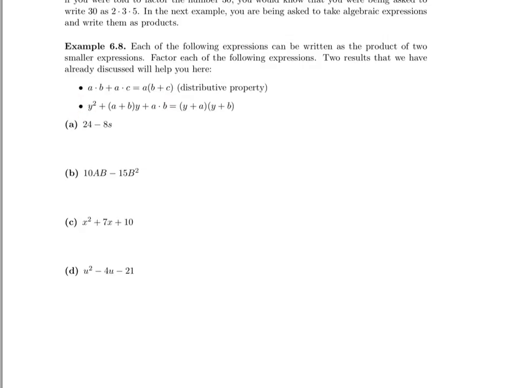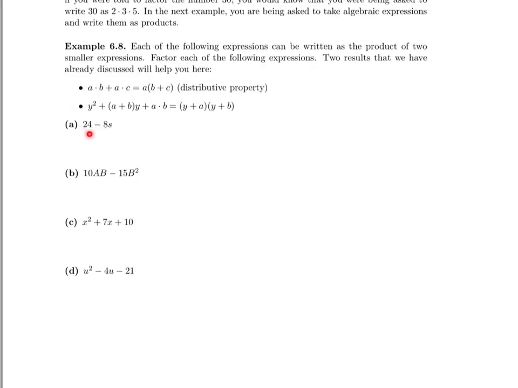Another result we saw earlier. Anytime you multiply two sums that have this form, we discussed how the resulting expression would have this form. So, if you were given an expression in this form to begin with, where you have a variable squared plus some number times the variable plus another number, you would know how to factor it. Notice this is a product. So let's try out part A.